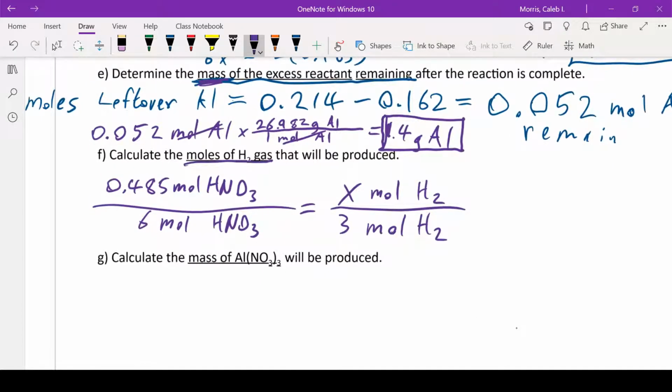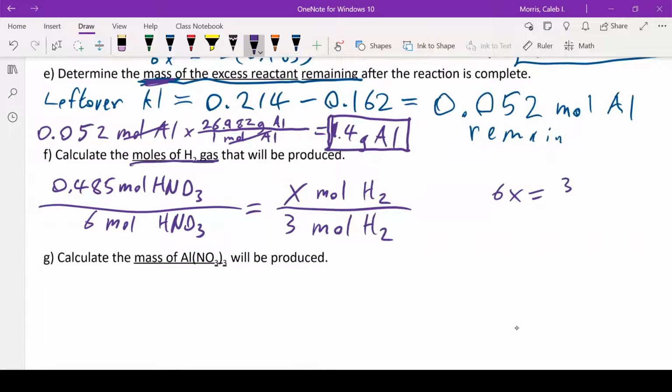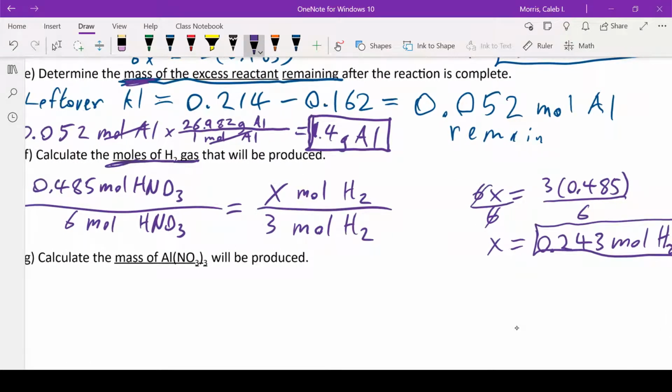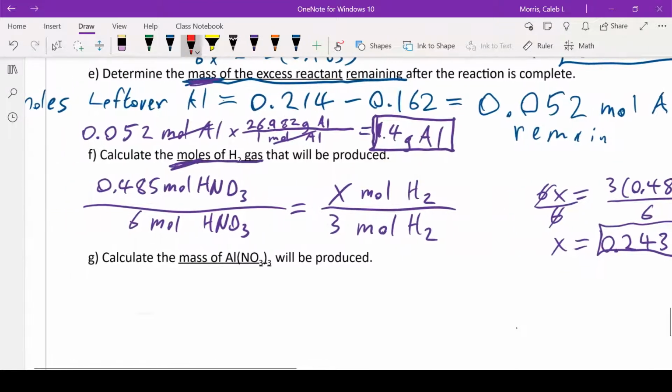Rearrange to solve for X. End up with 6X equals 3 times 0.485. Divide both sides by 6. So we end up with X equals 0.243 moles of H2. Double check to make sure those are the units we're looking for. And they are. And then finally, one last step.